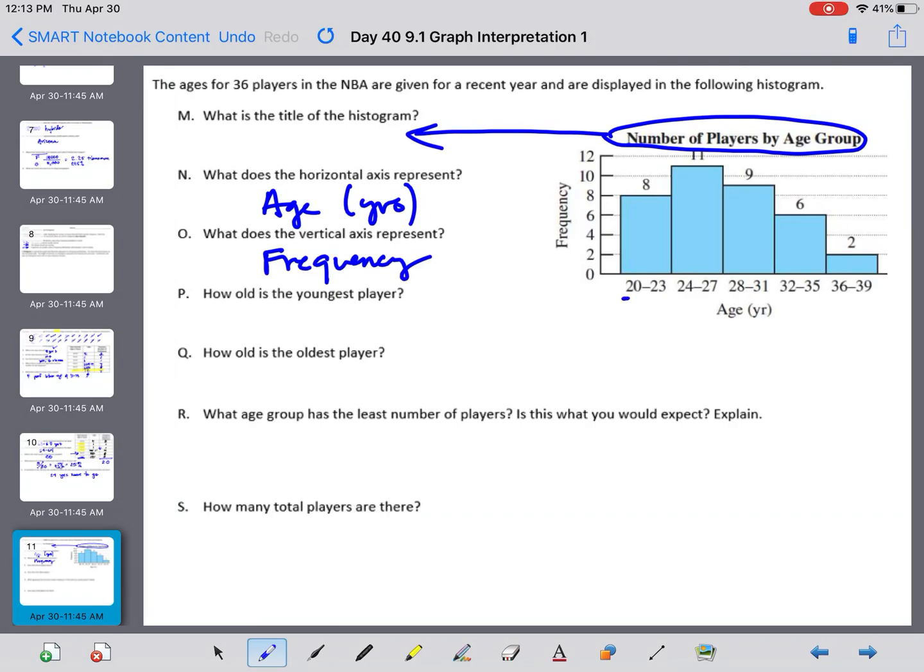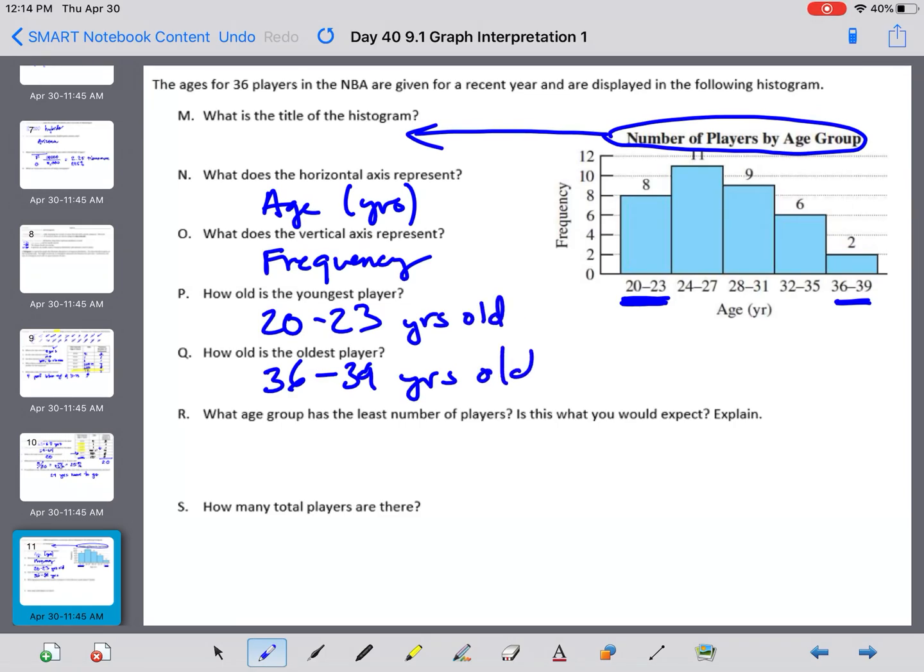P, how old is the youngest player? Well, I'm not entirely sure. I know I have this group right here between 20 and 23 years old. So I know it's going to fall somewhere in there between 20 and 23. But I don't know exactly. I don't know what the raw data is going to look like. How old is the oldest player? Well, I know the oldest player is going to be somewhere between 36 and 39 years old.